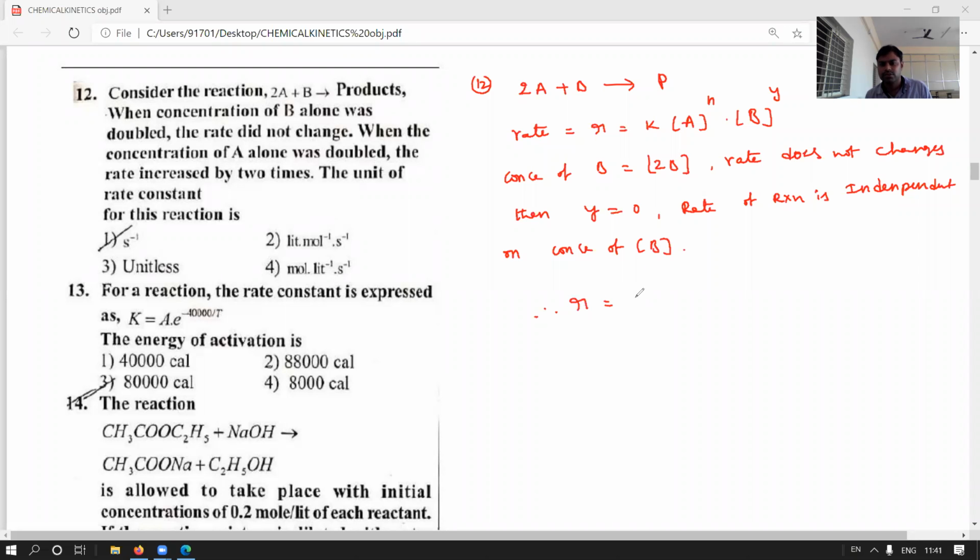Therefore, rate is equal to K into A power n into B power 0, which means it depends only on the concentration of A. Concentration of B is doubled, but if only the concentration of A becomes 2A, then the rate is increased by 2 times. Then the rate is equal to 2R.